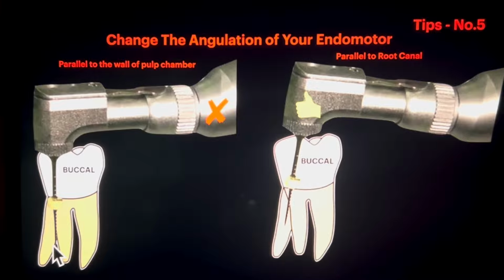So here will be a stress concentration point of your rotary file, which increases the chances of fracture. To minimize the chances of fracture, don't go parallel to the wall of the pulp chamber during your chemico-mechanical preparation. Rather, in the right side picture, slightly change the angulation of your endomotor so that the working part of the file, as you will see in the picture, is parallel to the root. So chances of stress concentration will be less, and chances of fracture will be less.